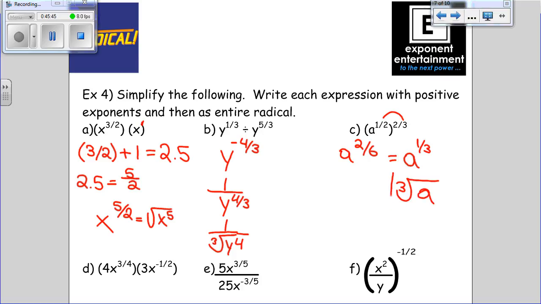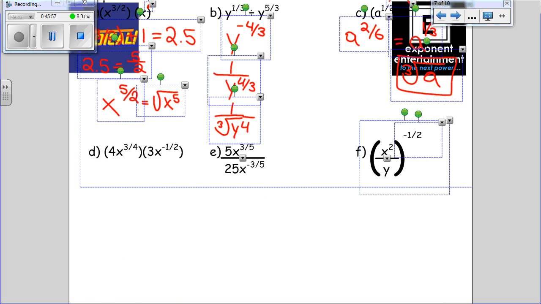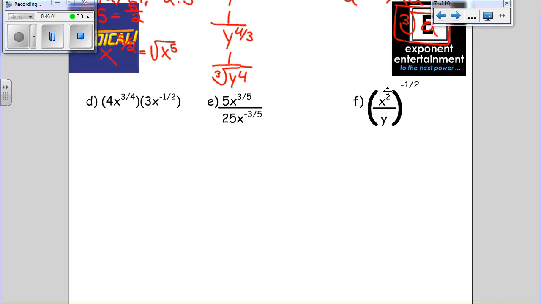Looking at D, we have multiplication. When you're doing multiplication, coefficients go with coefficients. So 4 times 3 gives me 12. Letters go with letters. So x to the power of 3 over 4 times x to the power of negative 1 half. What do you have to do with the exponents? You add them. So in your calculator, you're going to go 3 over 4 plus negative 1 over 2. And you're going to get x to the power of 1 over 4.